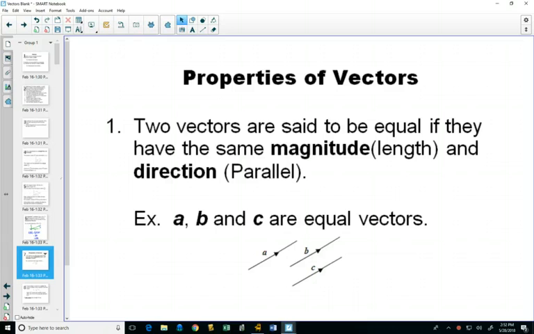Properties of vectors. If they have the same length and the same direction, then those vectors are equal. Kind of makes sense. Everything the same, then equal. And so it doesn't matter the starting spot. You could have them floating in space, and that's kind of the power of vectors, is we're not necessarily confined to a coordinate system. We can work with them wherever they are.